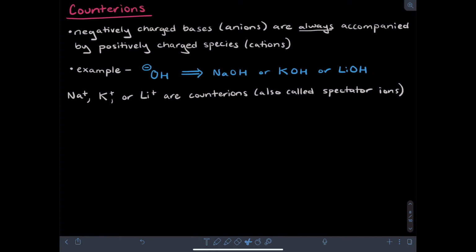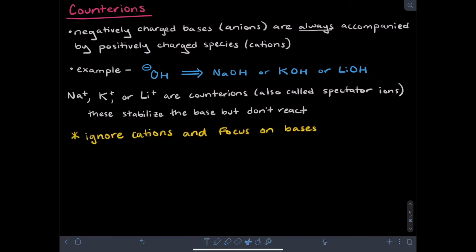Here, the sodium, potassium, or lithium, each with a positive charge, are counterions. These are sometimes known as spectator ions. These stabilize the base by providing a balance of charge, but they are not going to react in our acid-base reactions. So if you see a cation, ignore it and just focus on the base instead.